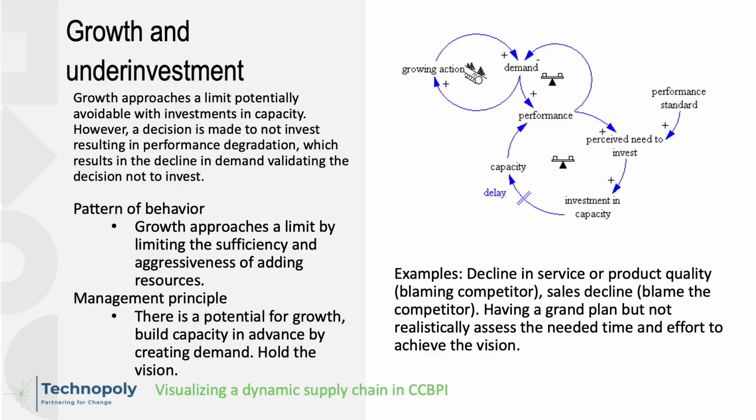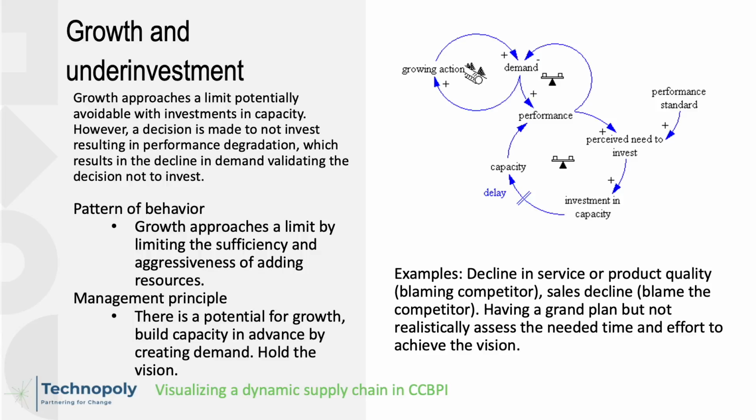Typical patterns here would be the growth approaches a limit set by a limiting constraint, and because of this limiting constraint, the sufficiency and aggressiveness of adding resources is being held back, which is oftentimes going to be something that will start the underdevelopment of the system. The management principle here is that potential growth should be built and the capacity should be developed in order to create the demand, rather than simply being contented with the demand. Hold the vision of your goal and put in the resources needed in order to drive the system's behavior or performance.